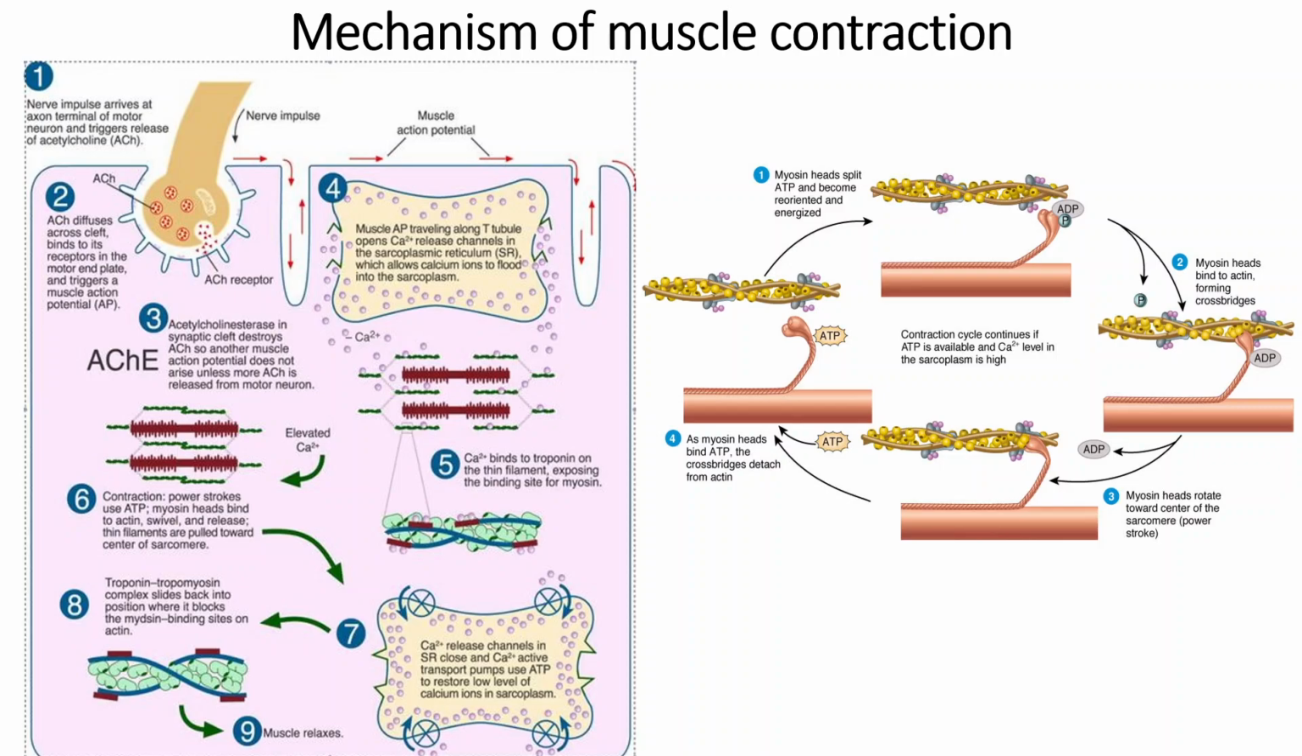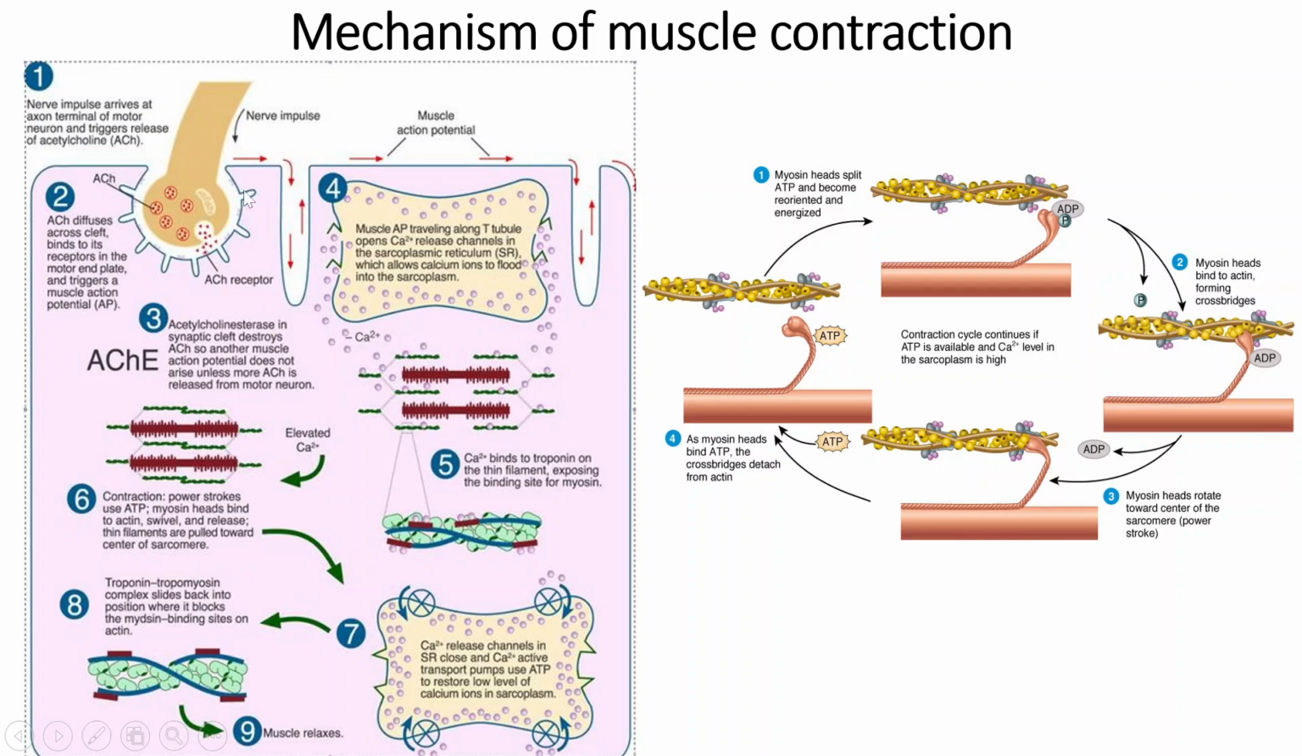In order to reach from one neuron to the muscle, the nerve impulse needs to be propagated in the form of a neurotransmitter molecule. So here, acetylcholine is released in this region of the synaptic cleft. Next, the acetylcholine will diffuse across the synaptic cleft, and it will bind to specific receptors on the surface of ligand-gated ion channels on the motor plate, and it will trigger a muscle action potential.